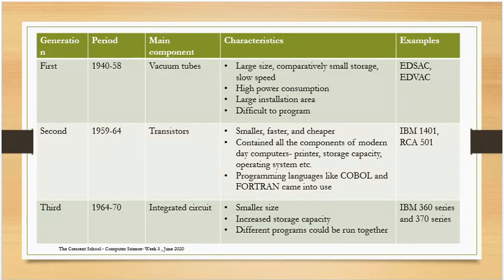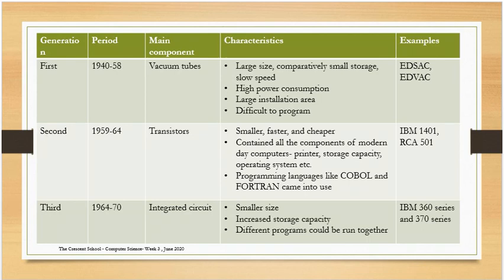Table for all the generations of computers. First generation, period 1940 to 1958. Main component: vacuum tubes. Characteristics: large size, comparatively small storage, slow speed, high power consumption, large installation area, difficult to program. Examples: EDSAC and EDVAC.